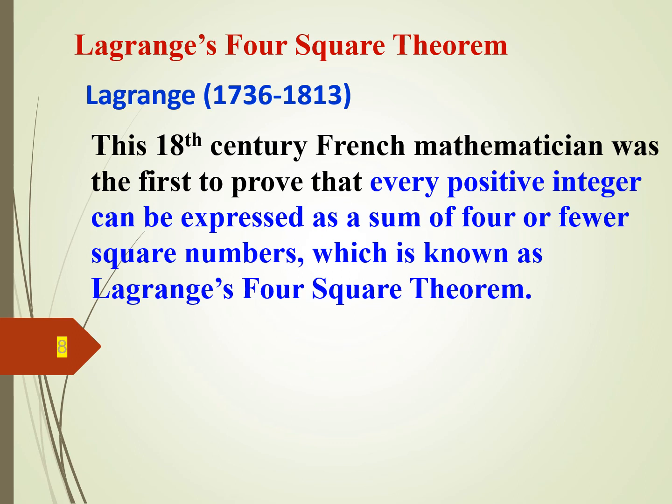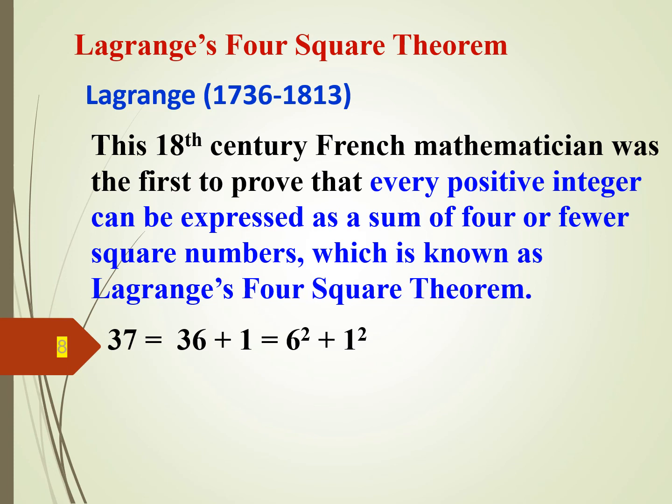Lagrange is a French mathematician. He was the first to prove that every positive integer can be expressed as a sum of 4 or fewer square numbers. This is known as Lagrange's 4-square theorem. For example, 37 is equal to 36 plus 1, that means 6 squared plus 1 squared.